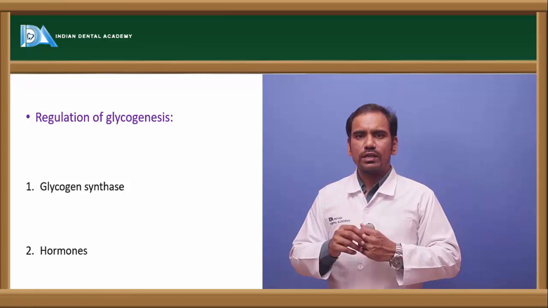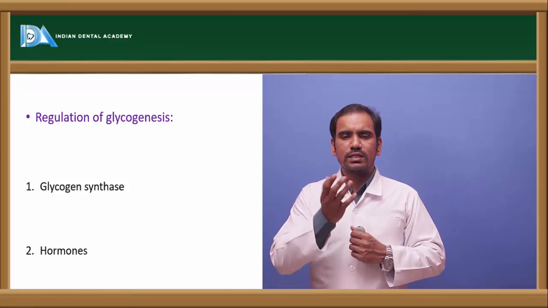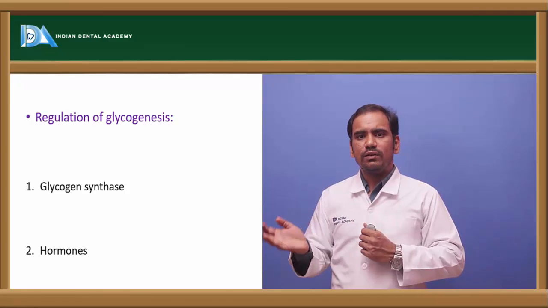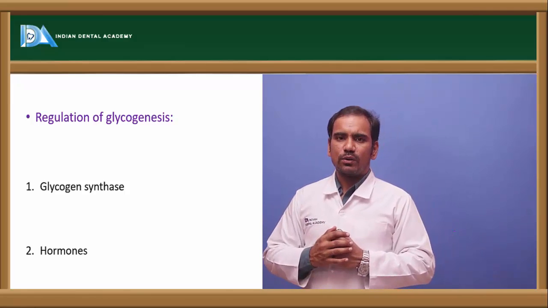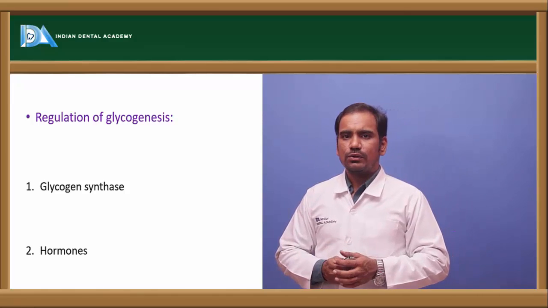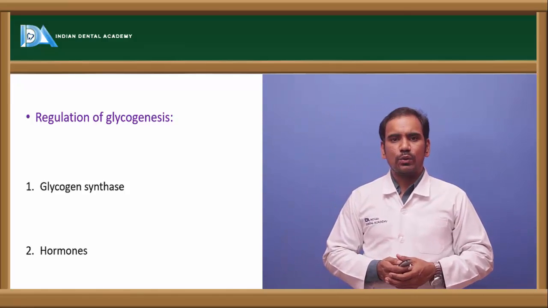So these two hormones have opposite effects. One increases the glycogenesis, which tries to decrease the blood glucose level, and the other one decreases the rate of glycogenesis, which tries to increase the blood glucose level. So this is the regulation of glycogenesis.